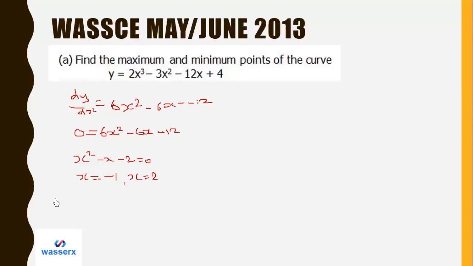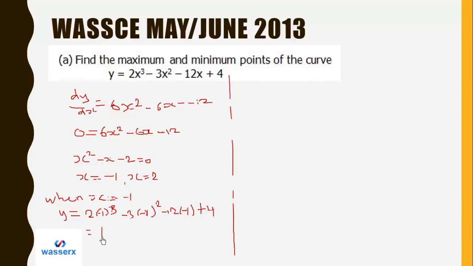So when x equal -1, y will be equal to 2 times -1 cubed, then minus 3 times -1 squared, minus 12 times -1, then plus 4. Then this will be equal to 11. So we have one of the points to be -1, 11.